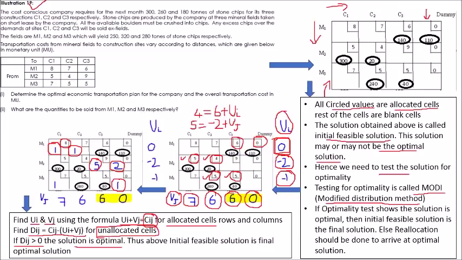So find the Dij values. If all the Dij values are greater than or equal to 0, then the solution is optimal. It is not just greater than 0, it is greater than or equal to 0, and then the solution is optimal. If it is lesser than 0, the solution is not optimal. For non-optimal, we need to do reallocations. That we will see in the next class, guys.